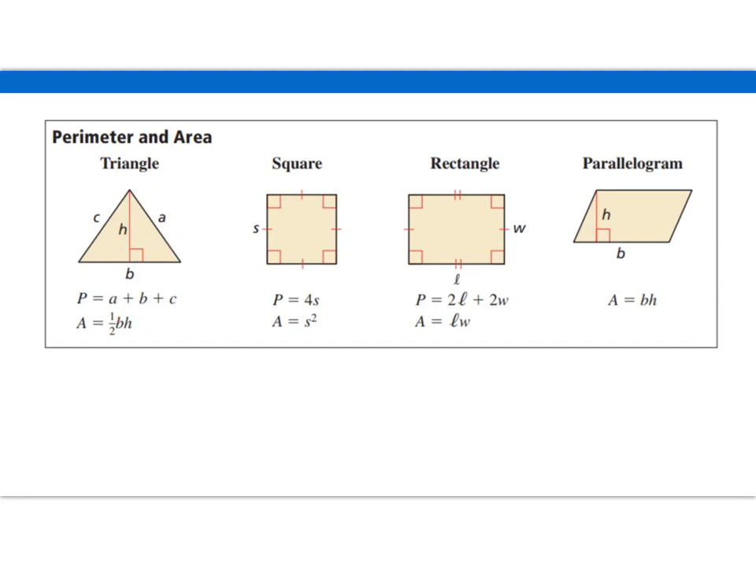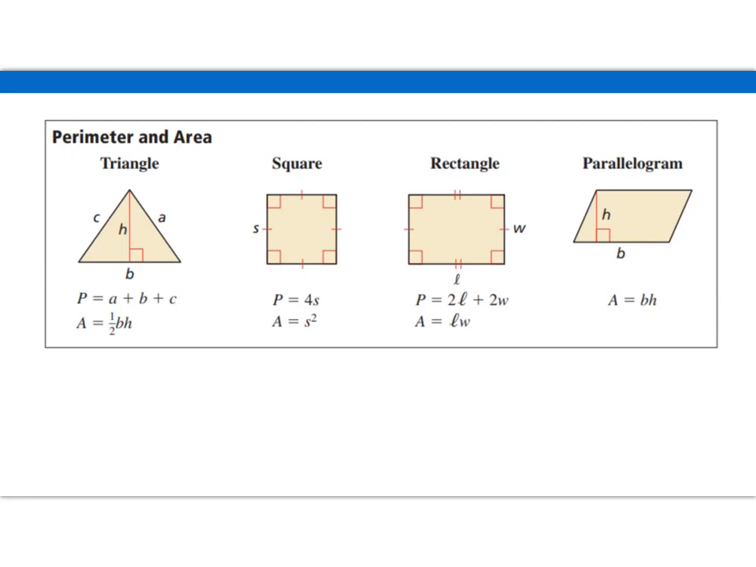Now for area on a triangle, it's 1/2 base times height. On a square, we're going to multiply your length times your width, or in this case, because square side lengths are all the same, it's side times side. And then your parallelogram area, they call it base times height. So it would be the base, and the base is defined as the side that is perpendicular to the height of that parallelogram.